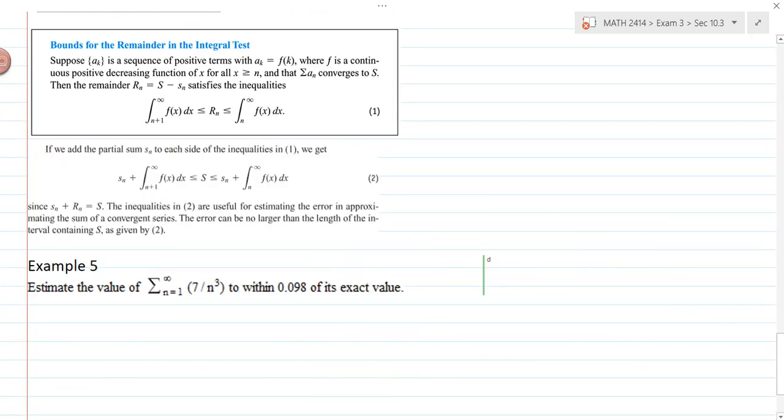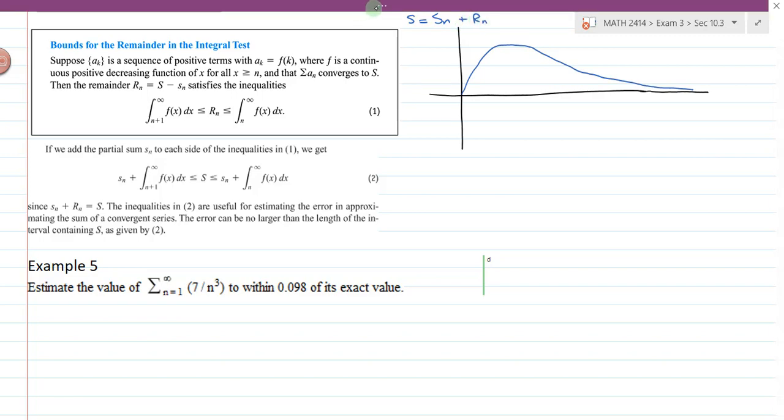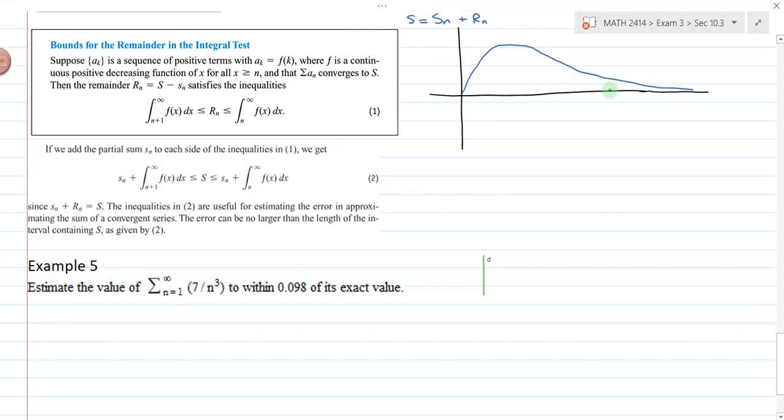And the last thing we're going to talk about is bounds for the remainder in the integral test. When we use the integral test, the answer that we get for our integral is not the value of the sum. We want to be able to approximate the value of the sum of a series. I'm going to use a picture to explain this concept. Let's let the area under the curve represent the sum of the areas. We would say then that the sum is equal to some nth partial sum plus some remainder for that nth partial sum. The total area under the curve here would represent the sum of this series.